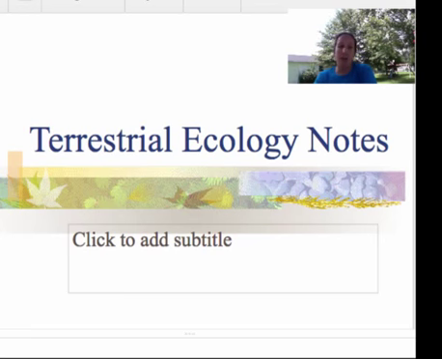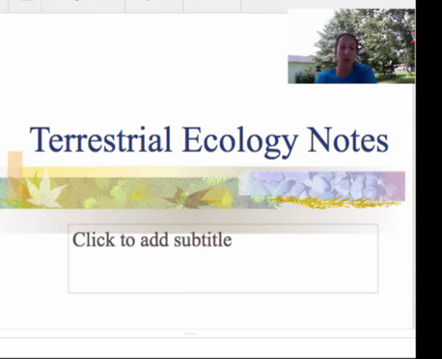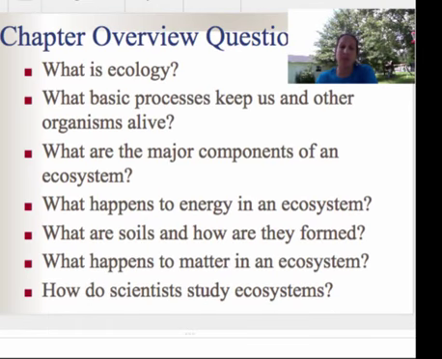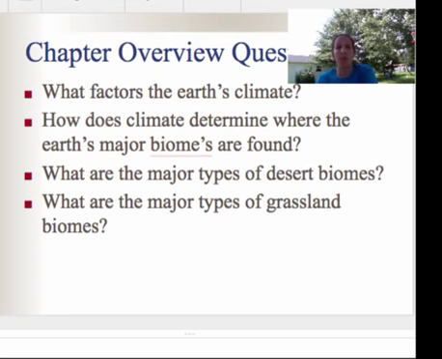I'm going to go ahead and talk to you about terrestrial ecology and some of the vocabulary before we get into the cycles. So just a couple of questions to think about as we go through the terrestrial unit: what is ecology, what happens to the energy in the ecosystem, what are soils and how are they formed, and what happens to that matter in the ecosystem. Some other ones, maybe what factors the Earth's climate, what are the major biomes that are going to be found, we'll talk about that later, and what are some of the anthropogenic influences.